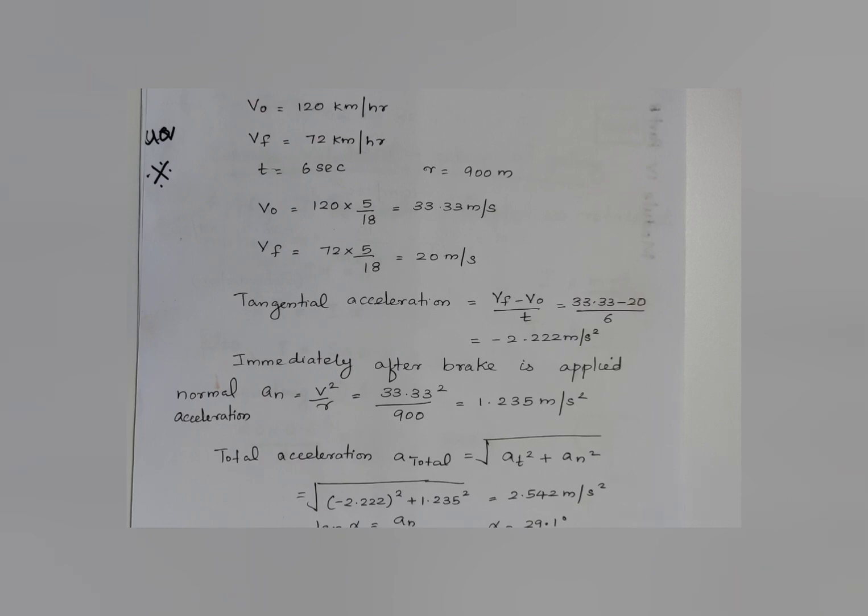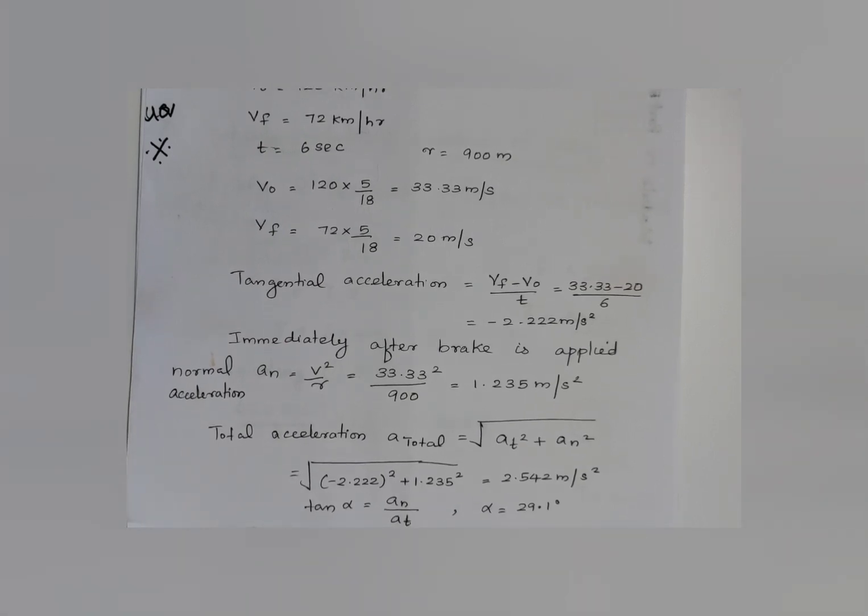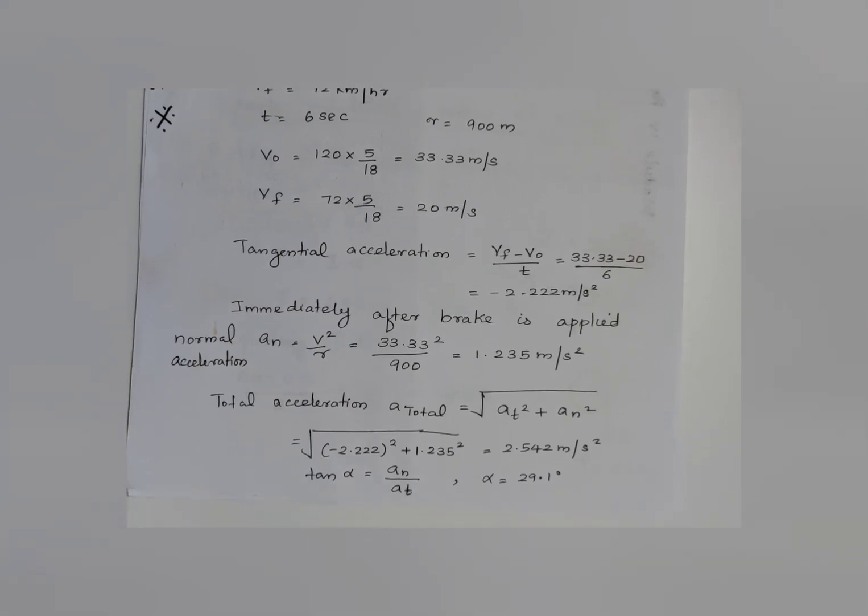So now immediately after the brake is applied, here you have to note this condition. Immediately after the brake is applied, we have to choose the velocity for calculating normal acceleration as equal to 33.33, that is the initial velocity. So that point you have to remember. So an is equal to v square by r, that is equal to 1.235 meter per second squared. After calculating the normal acceleration, you can calculate total acceleration and its direction.